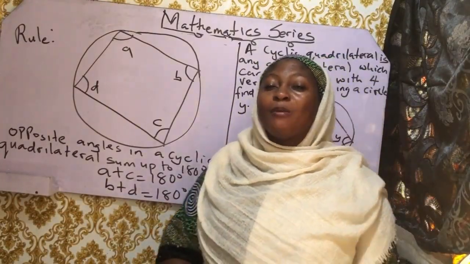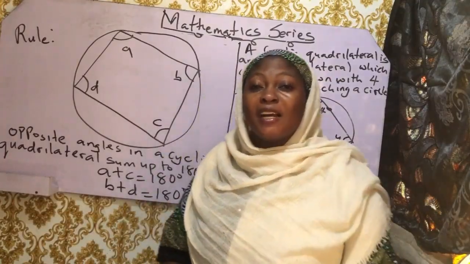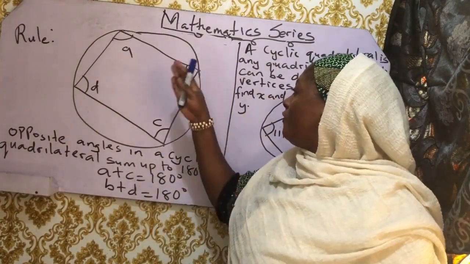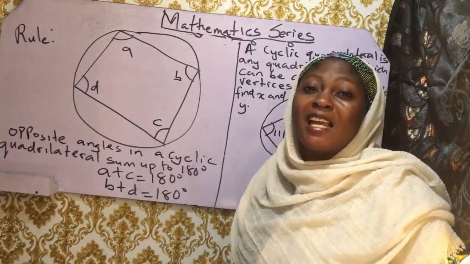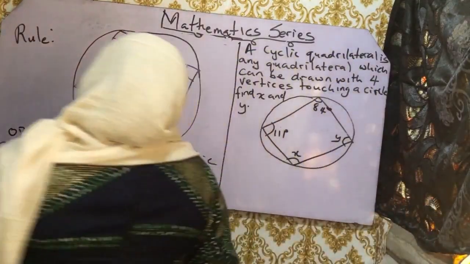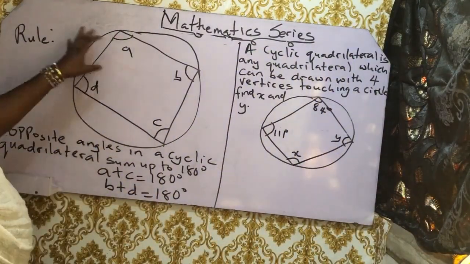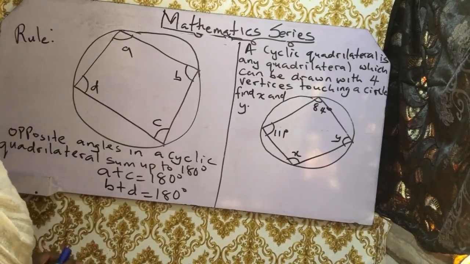In today's class, we are going to be learning about another rule in cyclic geometry. We have a cyclic quadrilateral on the board. How do we know this is a cyclic quadrilateral? Now, a cyclic quadrilateral is any quadrilateral which can be drawn with four vertices touching a circle.